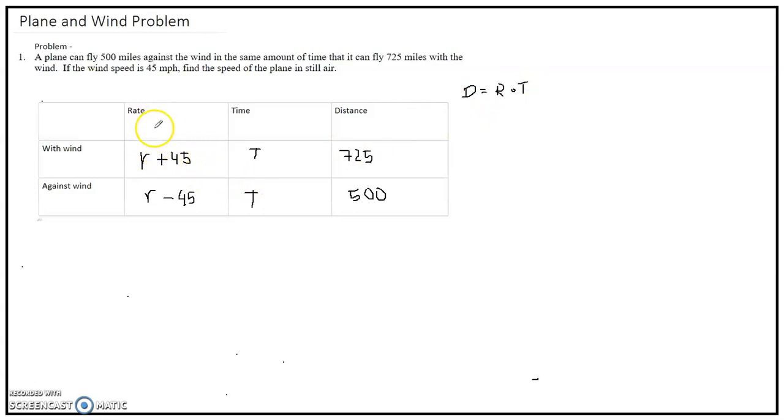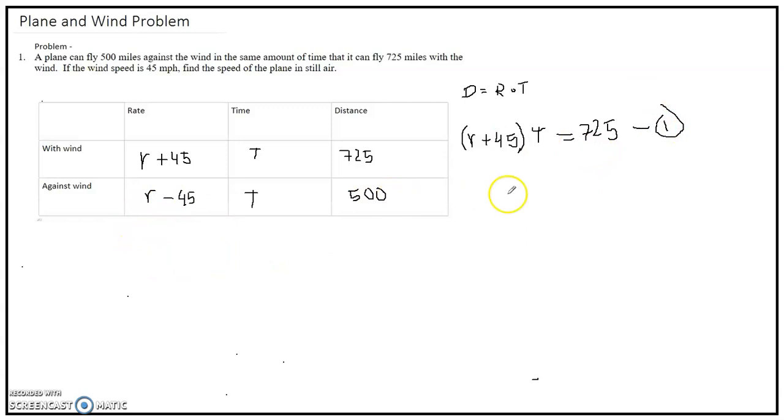We can multiply rate times time equals distance, which is r plus 45 times time equals 725. We have our first equation.